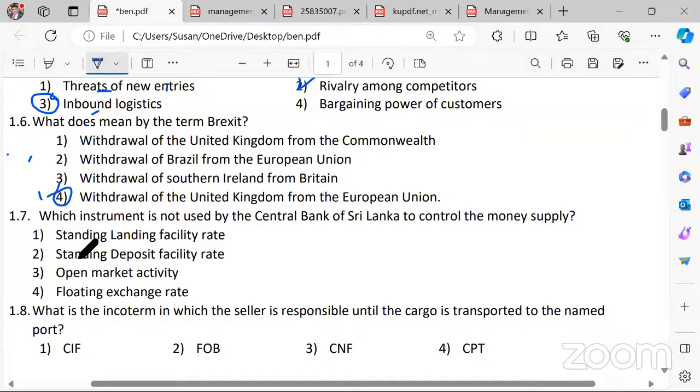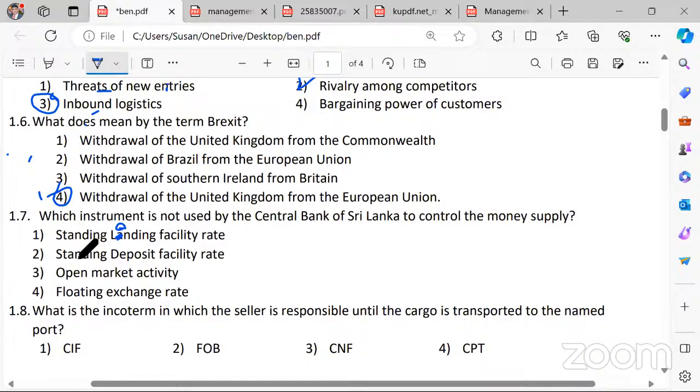Standing lending facility rate. Please correct this. Lending facility rate. Standing deposit facility rate. Open market activities. Floating exchange rate. Now, the standing lending facility rate means the Central Bank is fixing the interest rate for lendings.